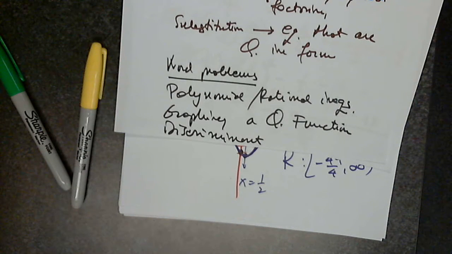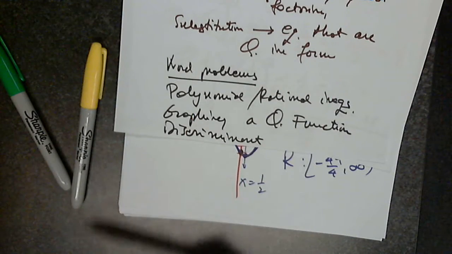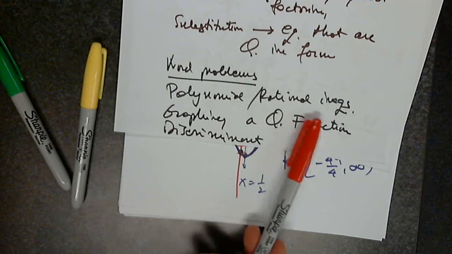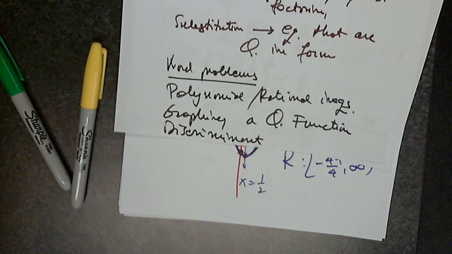Solving quadratic equations by the quadratic formula, completing the square, taking square roots, factoring. Then substitution, equations that are quadratic in form. Word problems, polynomial rational inequalities, graphing, and the discriminant, the discussion on the discriminant. By taking square root? Sure.